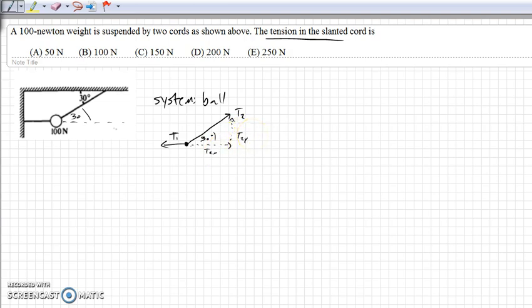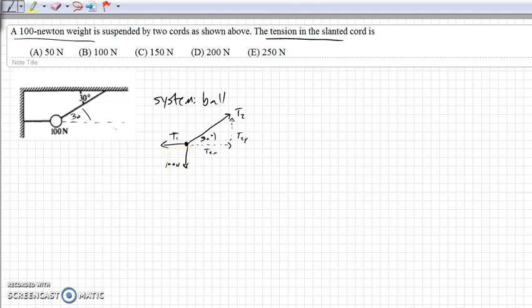Then the third interaction that we aren't thinking about is the interaction of this mass with the mass of the Earth. Now it already tells us what this is. The weight force is 100 newtons. So we can just draw that down. And if you want to call it W, you can. Or if you just want to label it as 100 newtons, that's also fine.